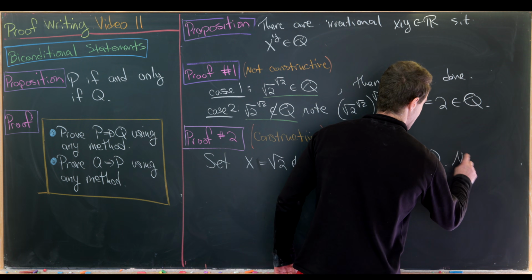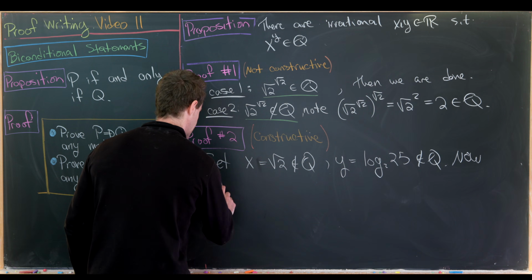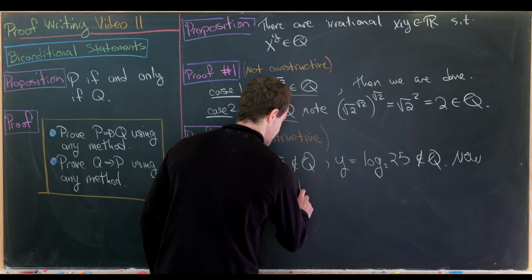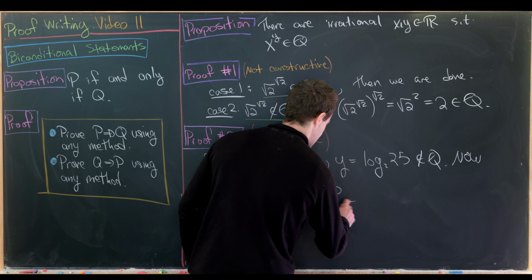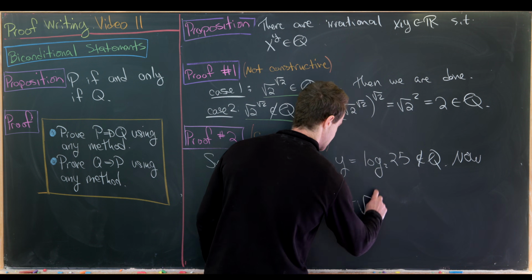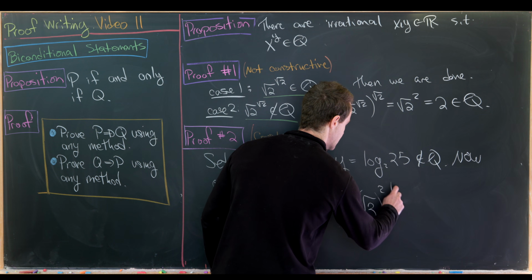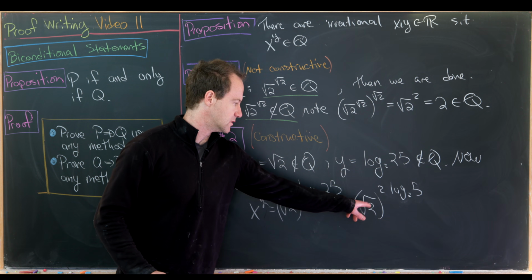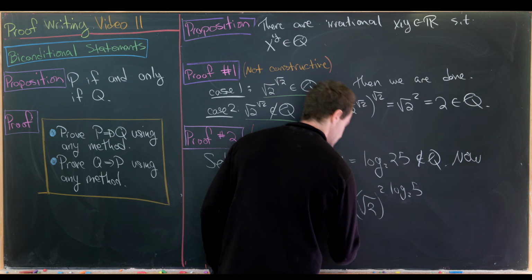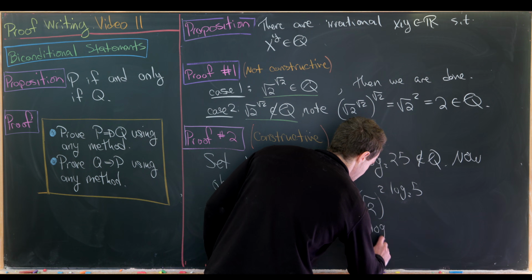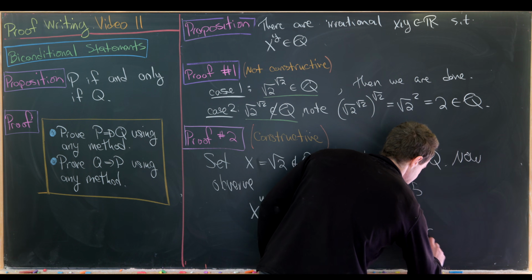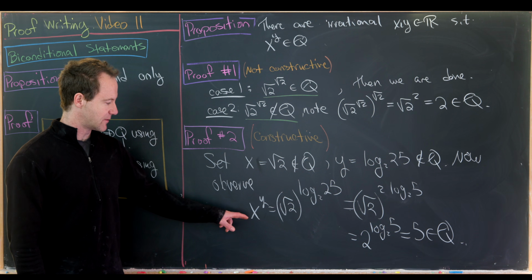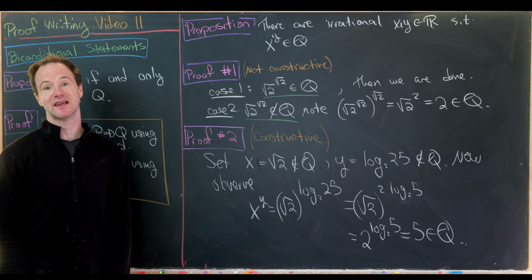And then from this setup, let's observe that we can take x to the y, which is the square root of 2, all to the power log base 2 of 25. And we can write this as the square root of 2 to the power 2 log base 2 of 5. But then this 2 will cancel that square root of 2 down to a 2, and that leaves us with 2 to the power log base 2 of 5, which is clearly equal to 5, which is a rational number. So we've got an explicit example of an irrational to an irrational which is rational.